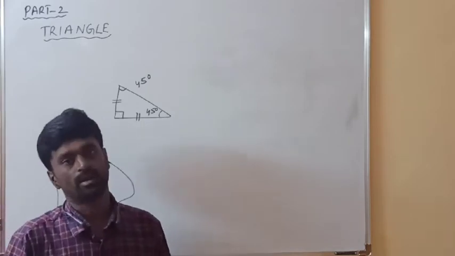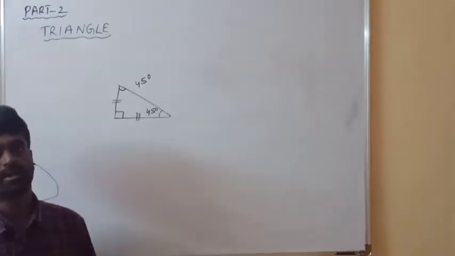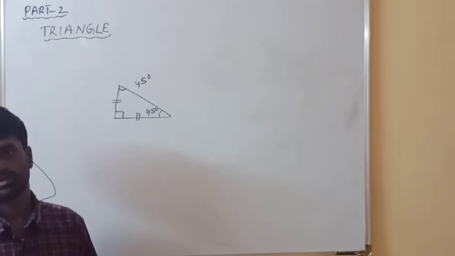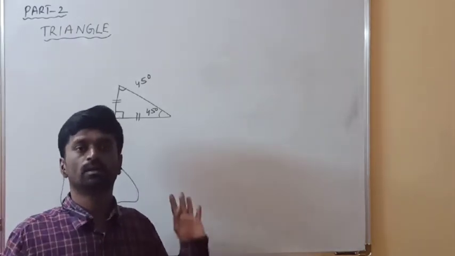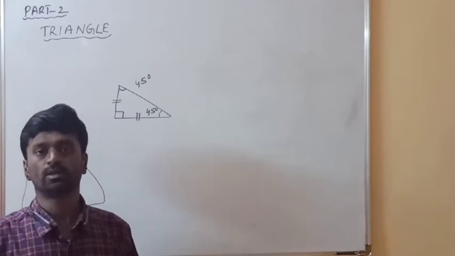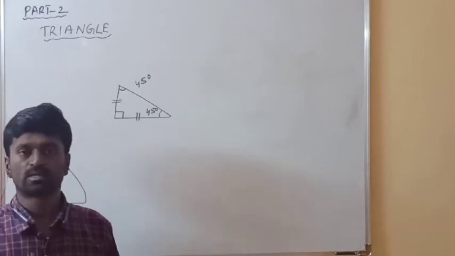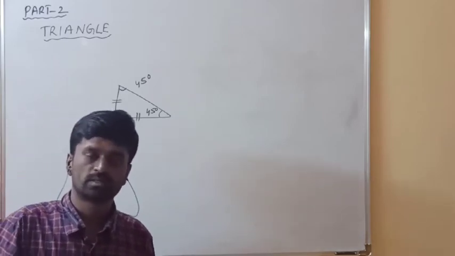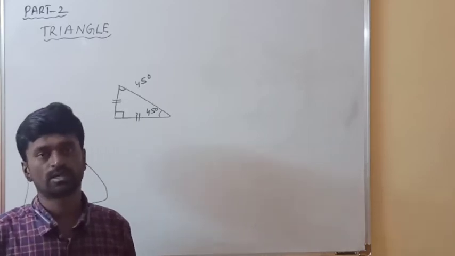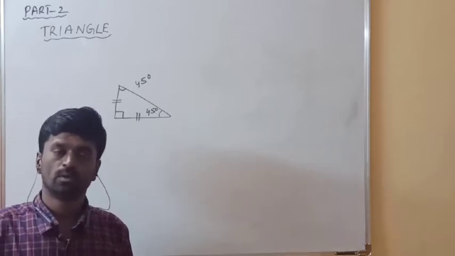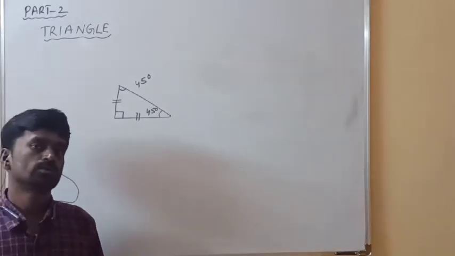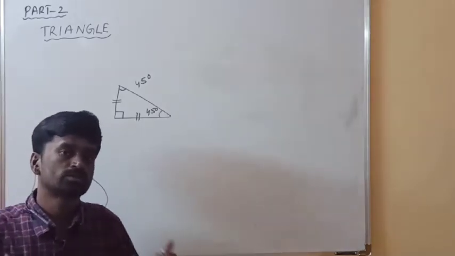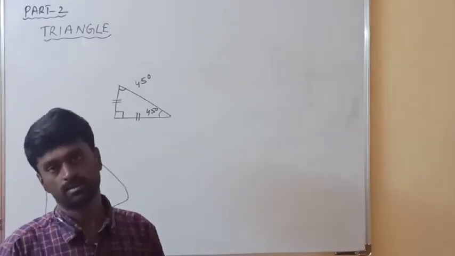Afterwards, scalene triangle. So scalene triangle means what? All sides are different. That means among those three sides, no two sides are equal. Okay. Like 3, 4, 5. The first side length is 3, the second side length is 4, the third side length is 5. If you take it like this, no two sides are equal. So such a triangle becomes what? Scalene triangle.